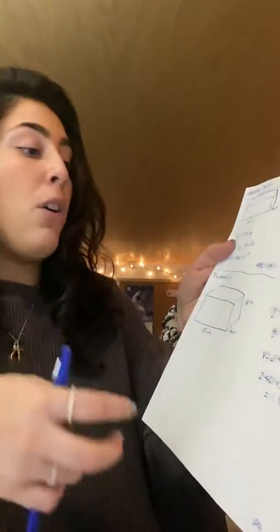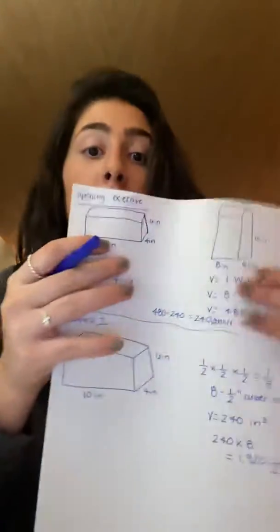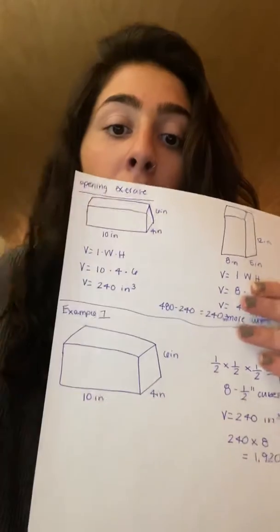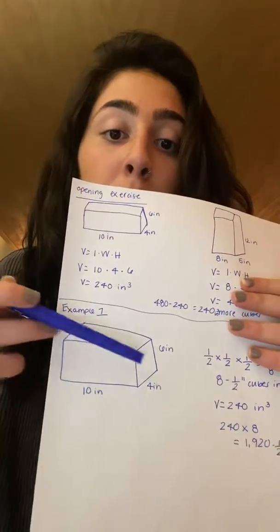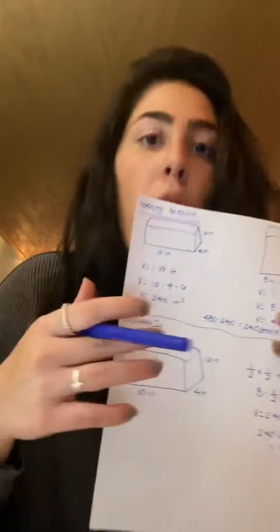Now, still on page 139, moving down to example 1. Example 1 said a box with the same dimensions as a prism in the opening exercise. So this picture that we had right here is the exact same picture that we're working with in example 1.